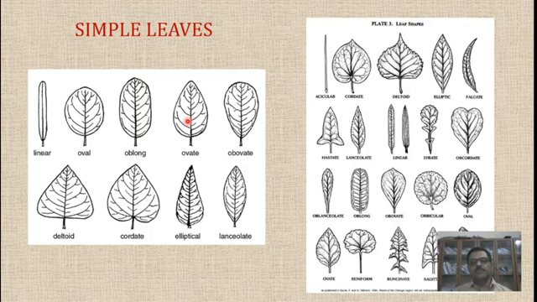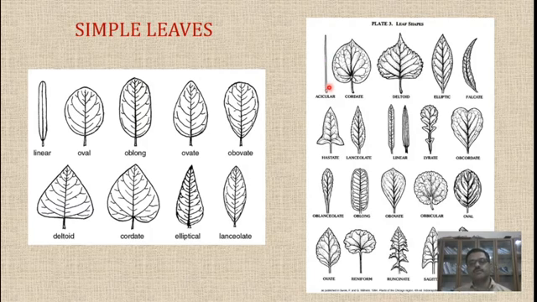Ovate leaves are egg-shaped. Obovate leaves are ovate leaves with narrow bases. Deltoid leaves are triangular-shaped leaves. Cordate leaves are heart-shaped leaves. Elliptical leaves are leaves that are elongate with narrow tips, or they are narrowing towards the tip. Lanceolate leaves are those leaves which resemble a lance, and a lance is the tip of a spear which was used formerly for war purposes. So the lanceolate leaf has a shape that resembles the tip of a spear containing a lance.